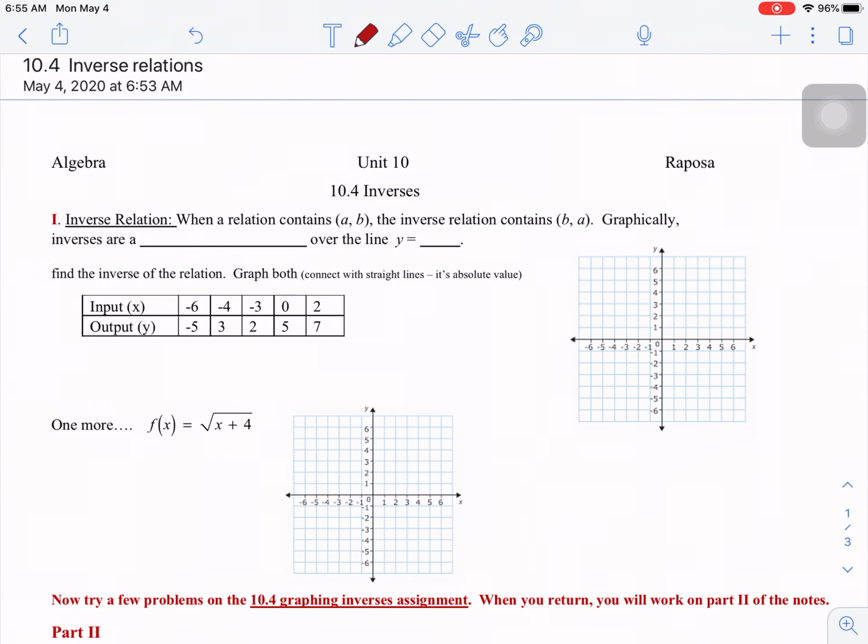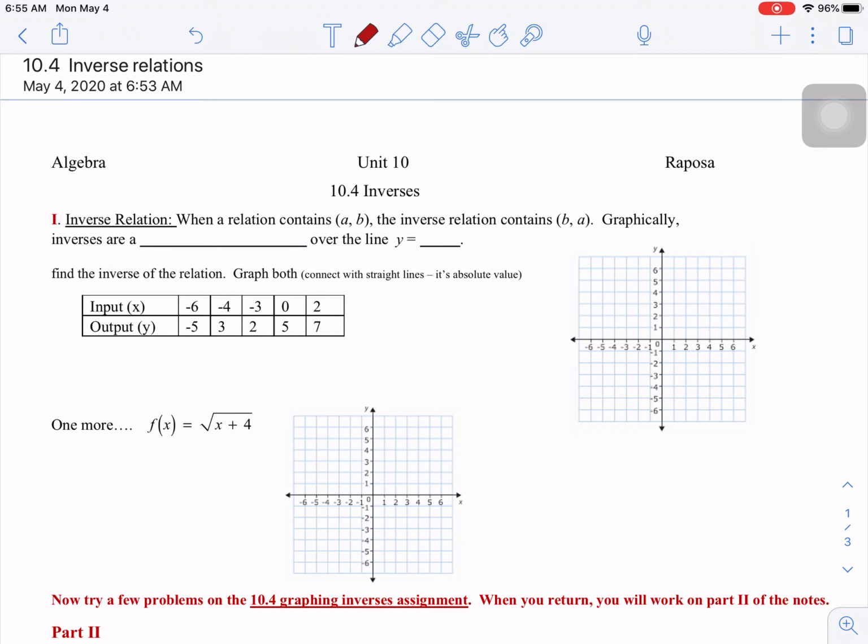Okay, we're going to talk about inverses today. Sometimes they'll write inverse relation, sometimes they'll write inverse function. And it's because if you remember back in chapter 3, not all graphs represent functions. And we're going to revisit what it means to be a function later.